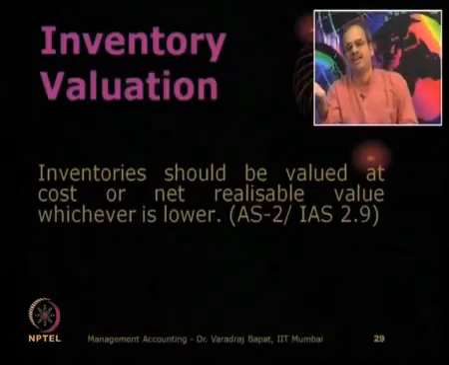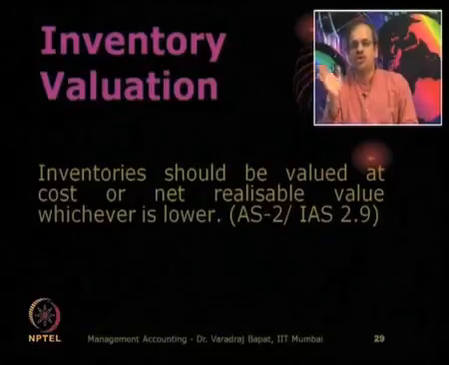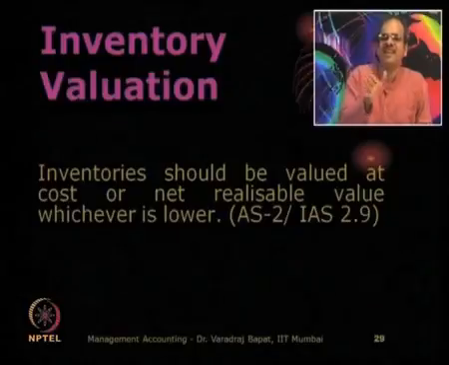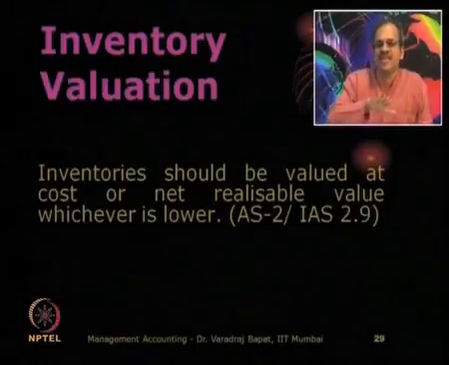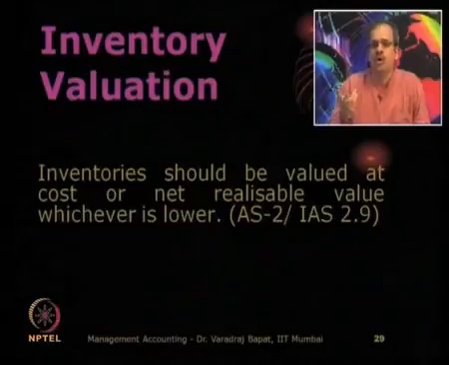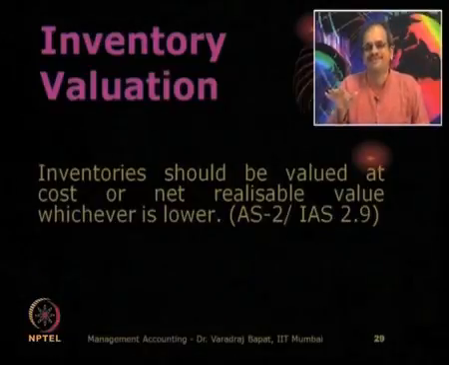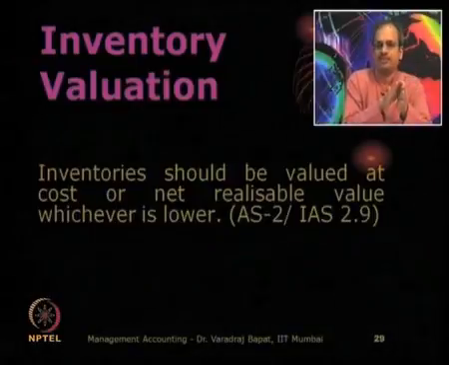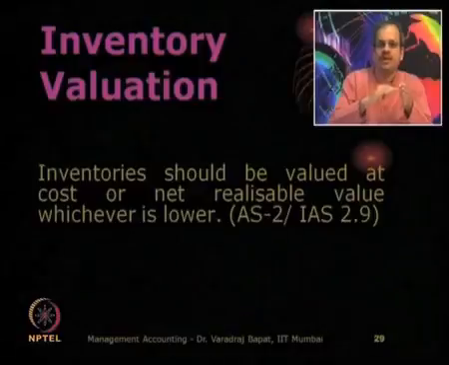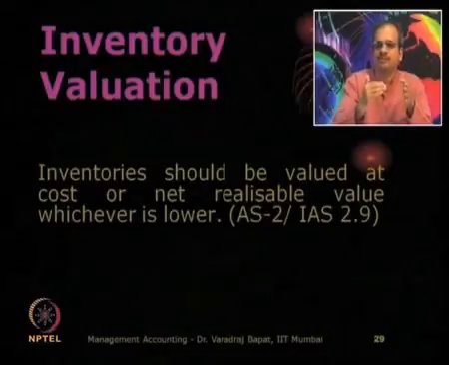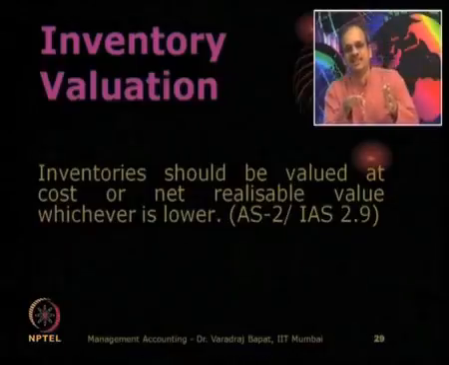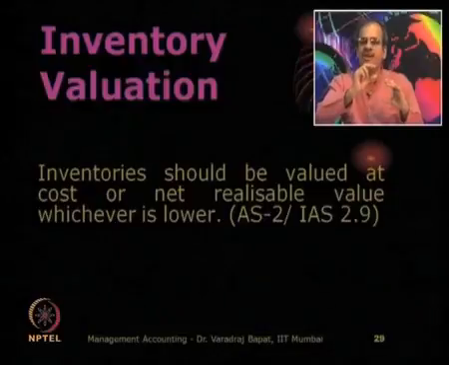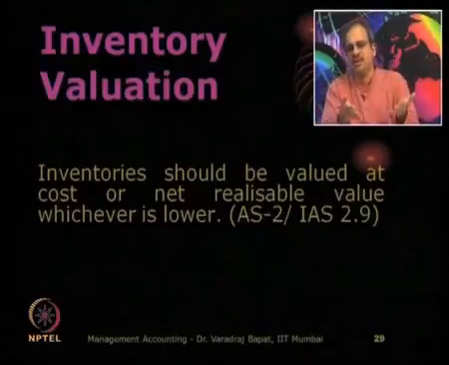Now I cannot take the market value of 20. So the rule is inventory should be valued at cost or net realizable value, whichever is lower. This is as per Accounting Standard 2 or as per IAS 2. If you remember, we have discussed the concept of conservatism. What conservatism says is, if you have made any profit, don't account for it unless it is realized. So if my cost is 14,500 and market value is 20, there is a hidden profit, but I will not record it because it is yet to be realized.